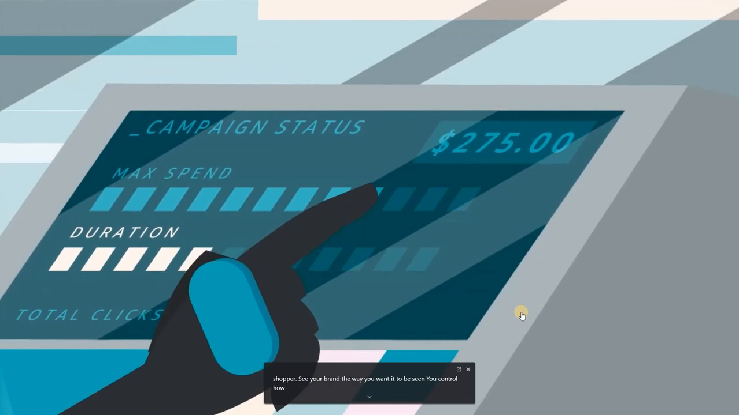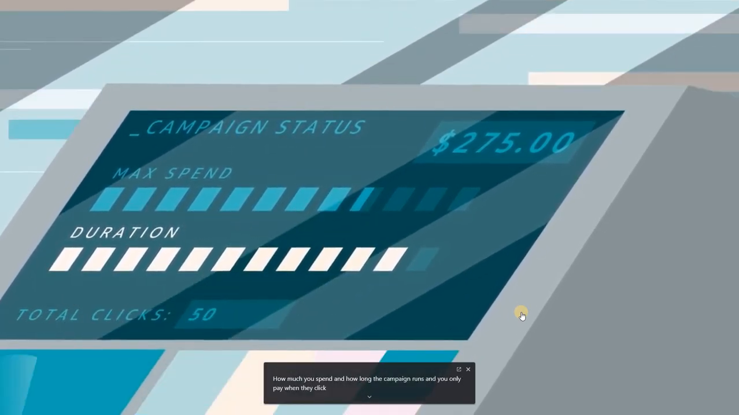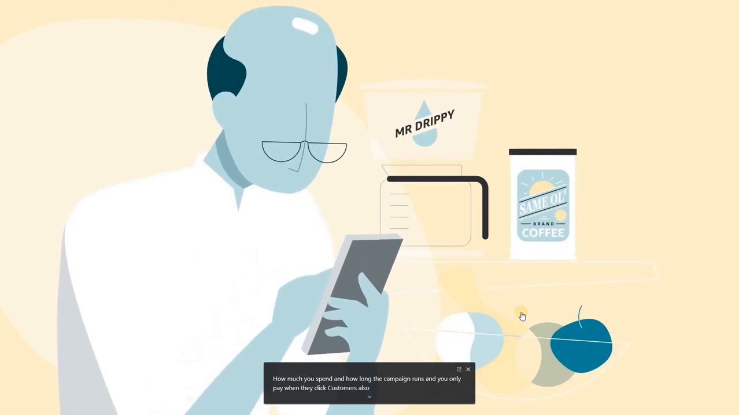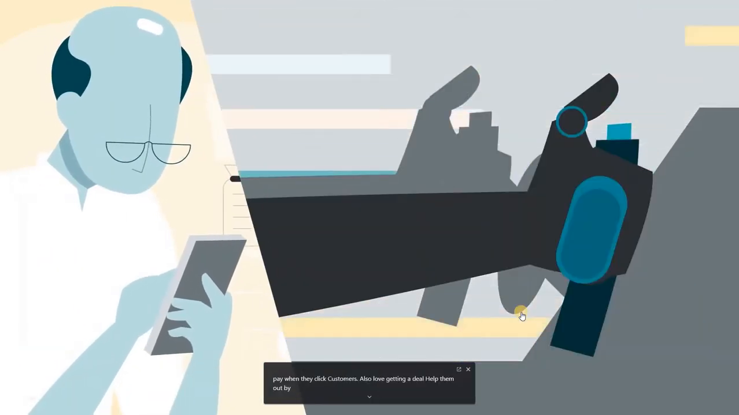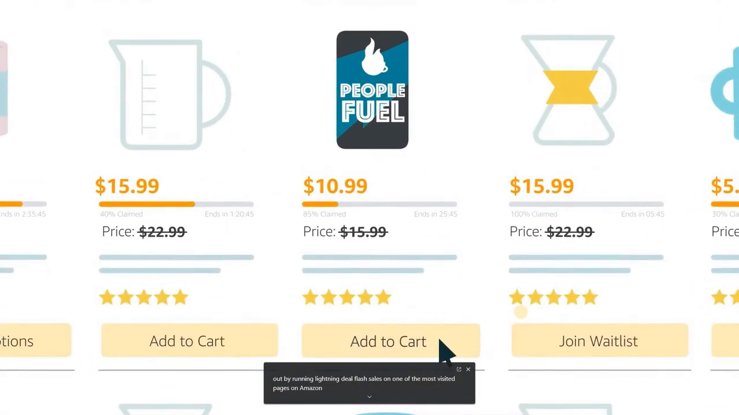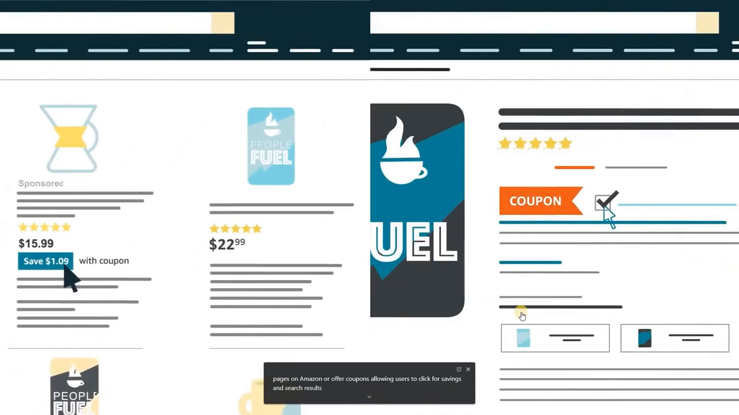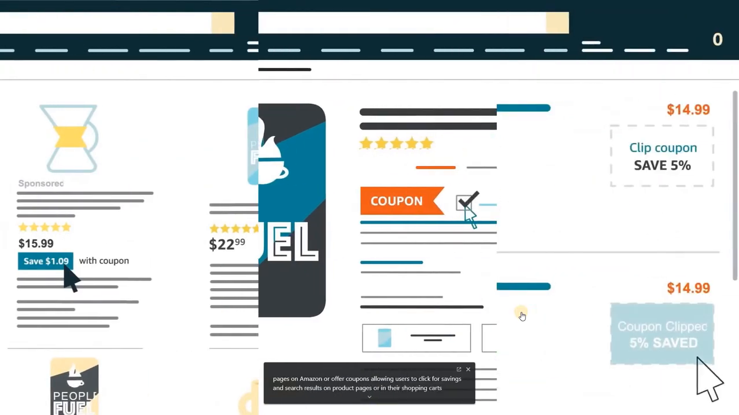You control how much you spend and how long the campaign runs, and you only pay when they click. Customers also love getting a deal. Help them out by running lightning deal flash sales on one of the most visited pages on Amazon. Or offer coupons, allowing users to click for savings in search results, on product pages, or in their shopping carts.